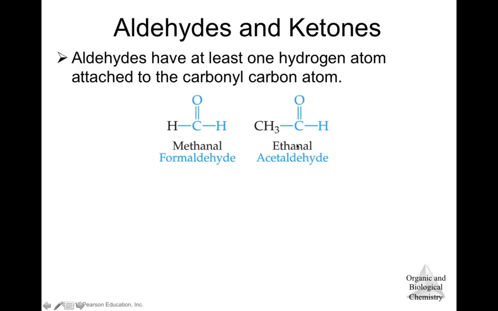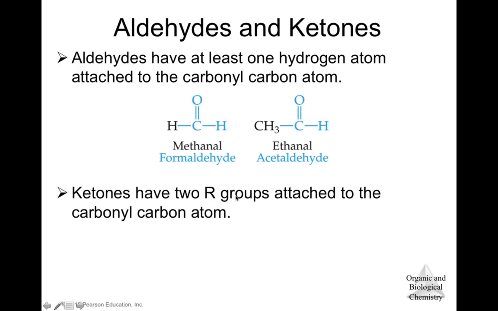This is also known as acetaldehyde, the common name for this aldehyde. You can see that you have a carbon-oxygen double bond, the carbonyl group, with a hydrogen. So both of these are examples of aldehydes. The ketones have two R groups, or two alkyl groups, attached to the carbonyl carbon atom. For example, here we have propanone, or acetone. It has two R groups, or two methyl groups. And here we have 2-butanone.